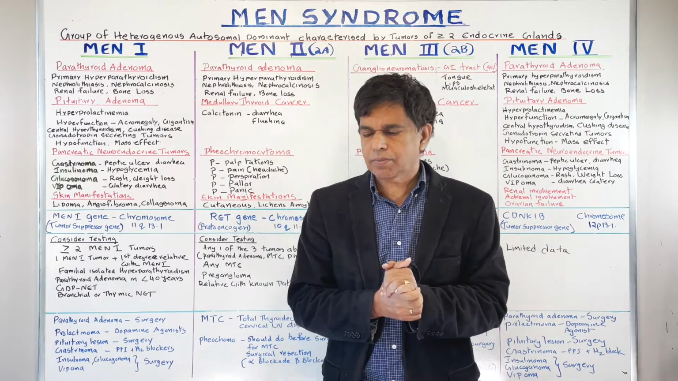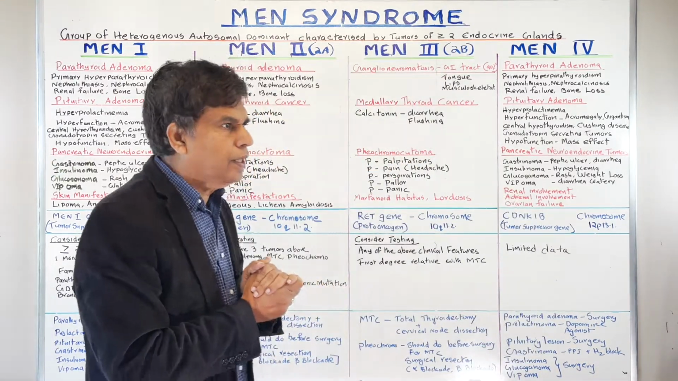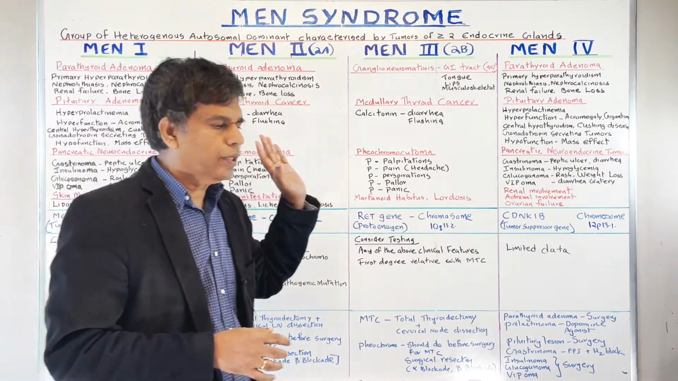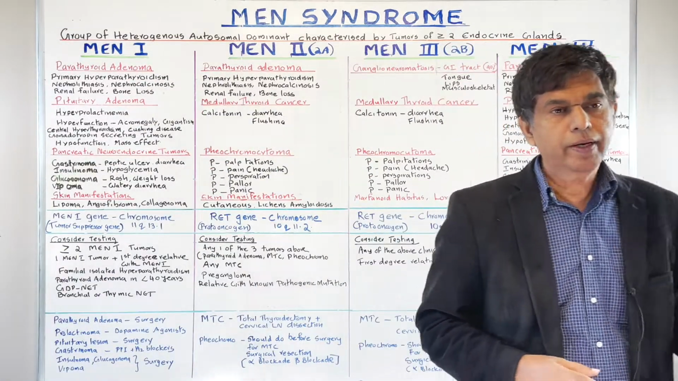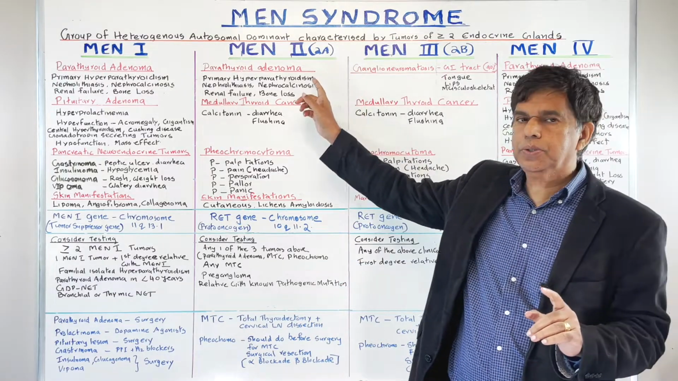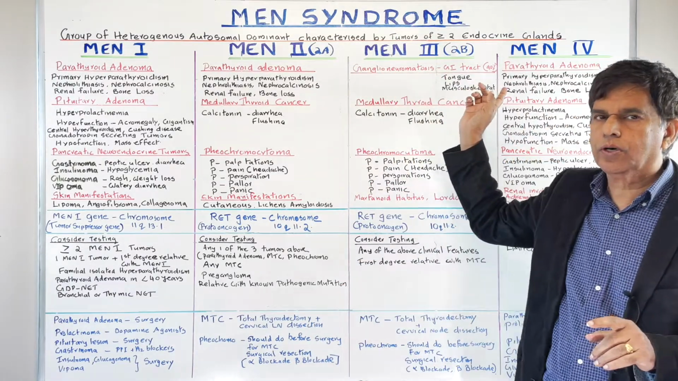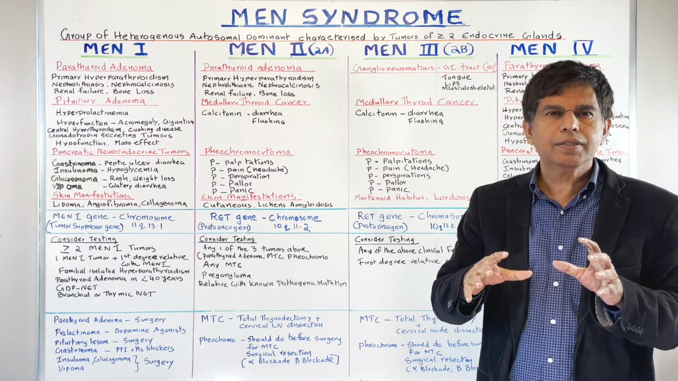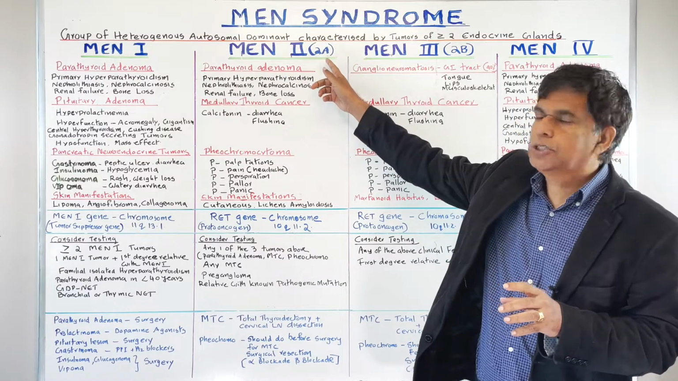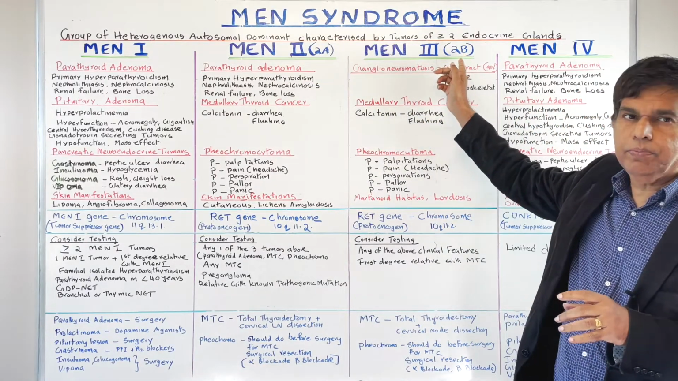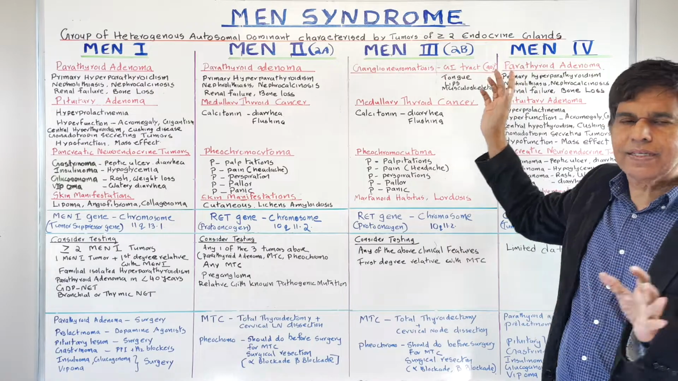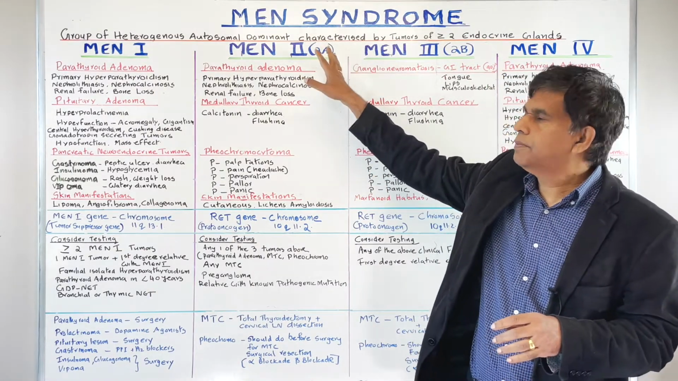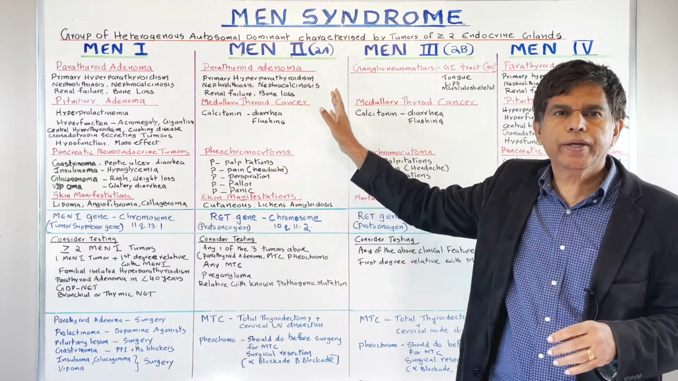Okay, so I'm going to start on this side, and there are four types. First of all, we need to know what the four types are. MEN 1, MEN 2, MEN 3, and MEN 4. To make things more complicated, before they used to call MEN 2 as 2A, MEN 3 as 2B, and MEN 4 was recently added. Just remember the classification. MEN 2, we put in brackets, is also 2A and 2B.